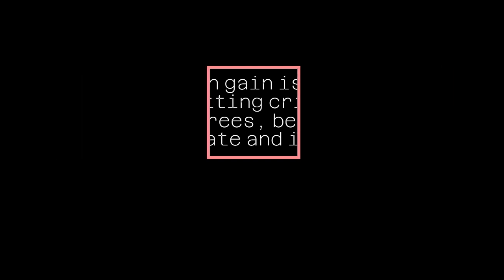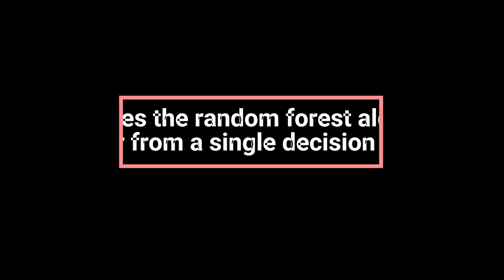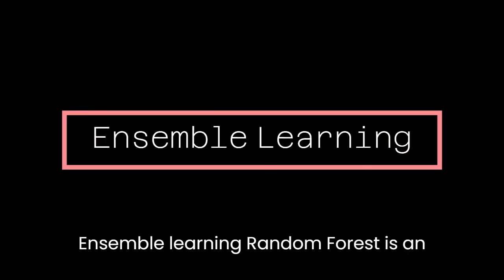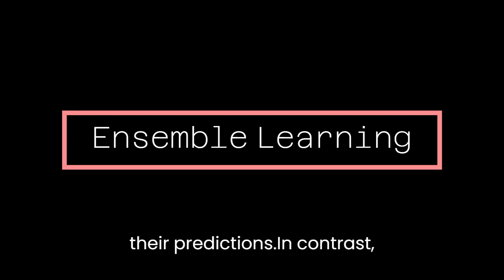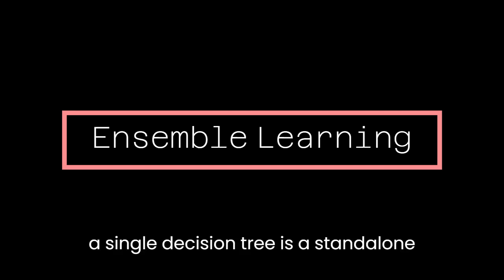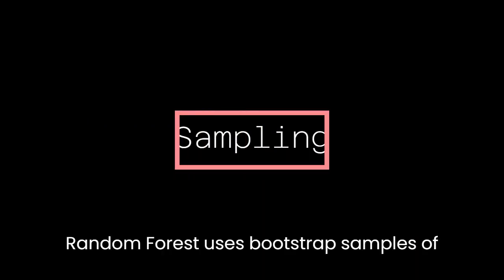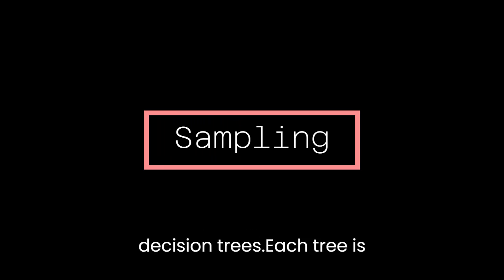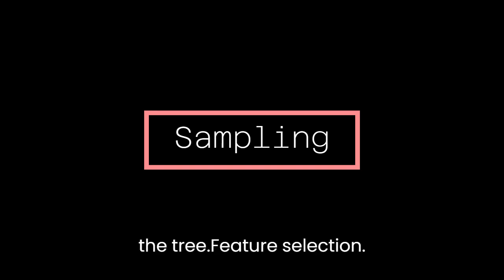How does the random forest algorithm differ from a single decision tree? Ensemble learning. Random forest is an ensemble learning method that builds multiple decision trees and combines their predictions. In contrast, a single decision tree is a standalone model that uses a single tree to make predictions. Sampling. Random forest uses bootstrapped samples of the training data to build multiple decision trees. Each tree is built on a different subset of the data. In contrast, a single decision tree uses the entire training dataset to build the tree.